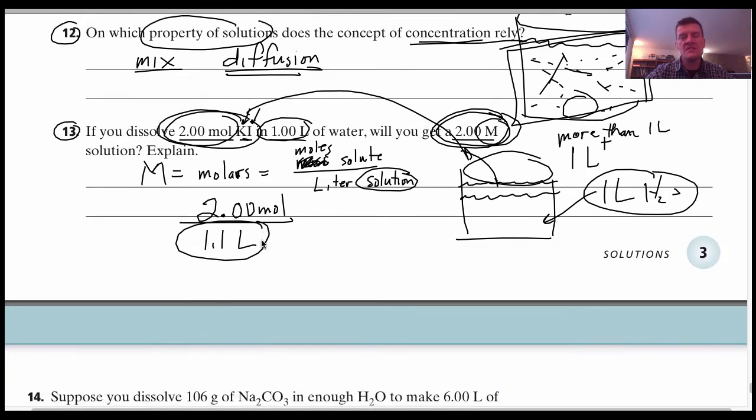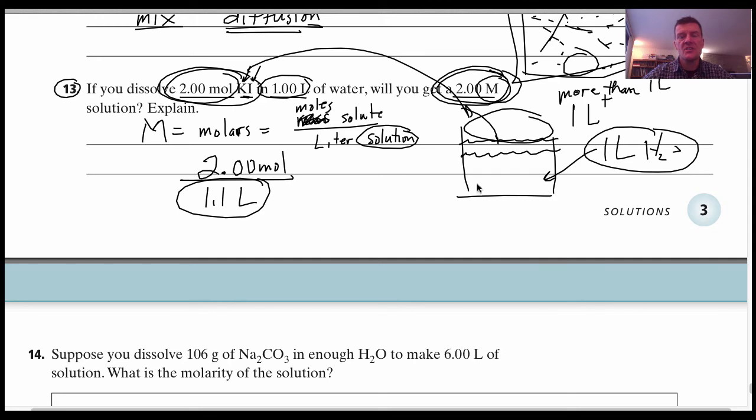So in order to make this solution, what you would have to do is you actually would start with less than a liter of water, okay, maybe 0.8 liters of water. Then you add your potassium iodide. That maybe brings it up to 0.9. I'm just throwing out numbers. Then you stir it all up, make sure it's all dissolved. Then you would add enough water to bring up the total solution to 1 liter. Okay? That's how you would make that solution to make sure it is a 2 molar and not less than 2 molar.